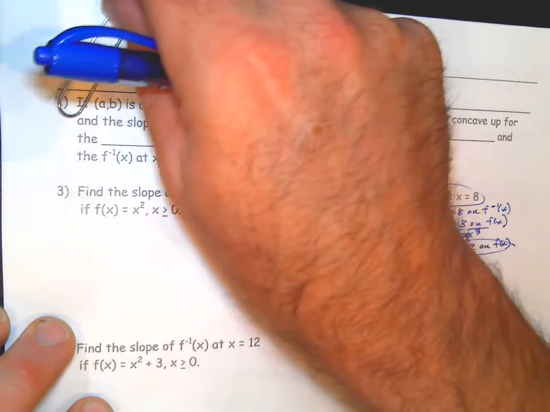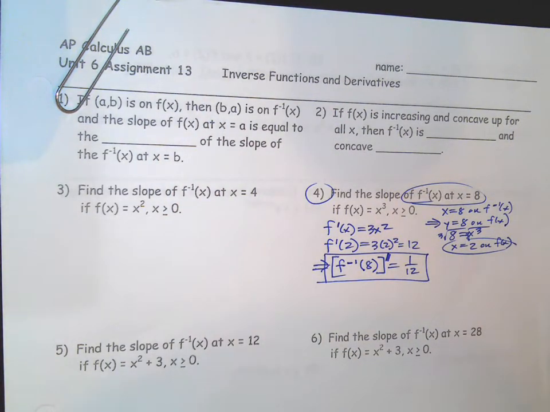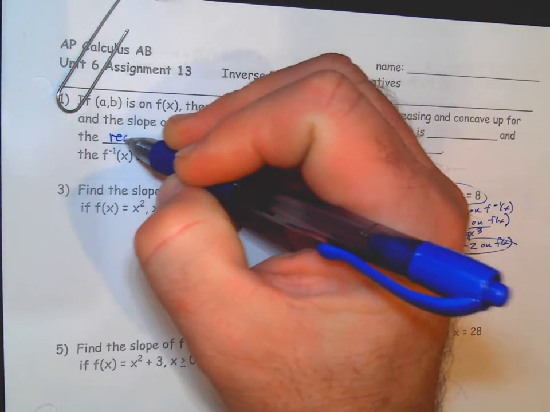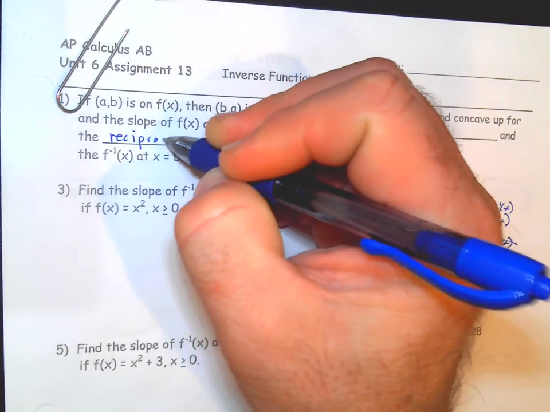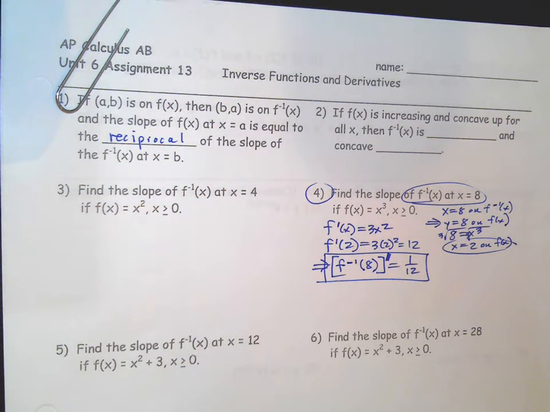So the first question says if B is on f(x) and b, a is on the inverse, then the slope of f(x) at x equals a is equal to the reciprocal of the slope of the inverse at x equals b. That's the basic idea. If f is increasing and concave up for all x, then the inverse is what?